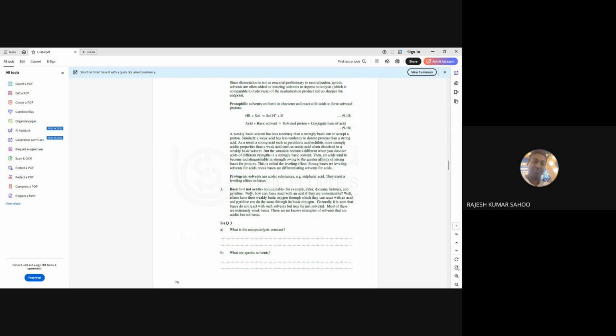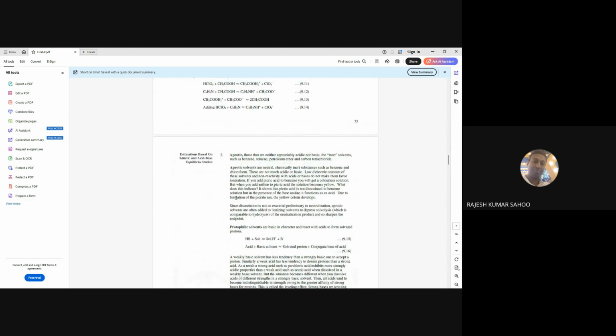Then basic but not acidic. These types of substances, for example ether, dioxane, ketone, pyridine, are basic but not acidic. These are different types of solvents used during acid-base titrations.